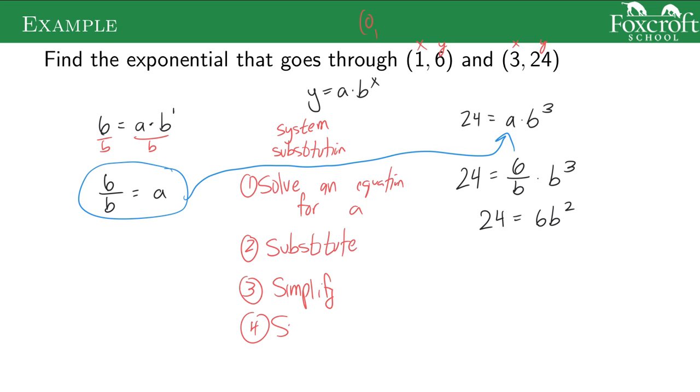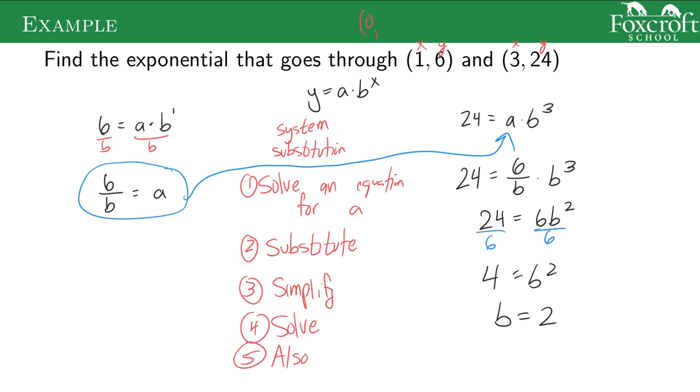And step 4 is to solve. All right, so how do we solve this? Just like we did the previous examples, we're going to divide both sides by 6. 4 equals b squared. And we literally just solved the equation. 4 equals b squared, b equals 2.